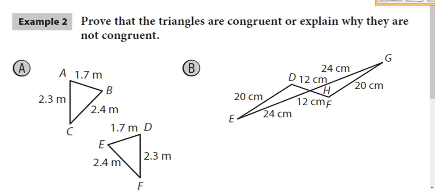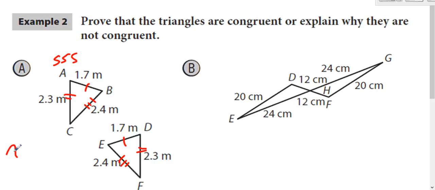So to prove the triangles are congruent, we just need all three sides to be congruent to the other three sides. So we've got 1.7 congruent to the 1.7, 2.3 is congruent to 2.3, and the 2.4 is congruent to 2.4. There's a little bit of a reflection in there. Maybe a little bit of a rotation as well. Mostly reflection, it looks like. So yes, they are congruent because of side, side, side.